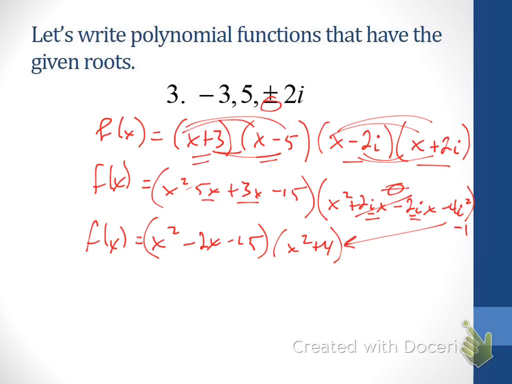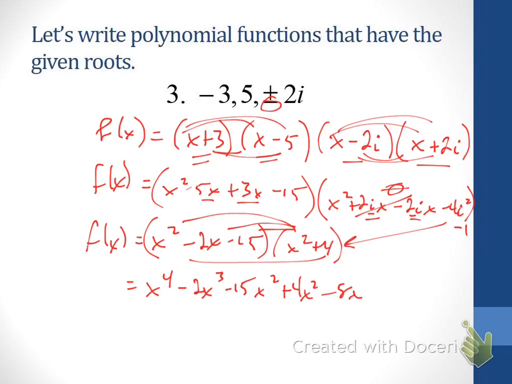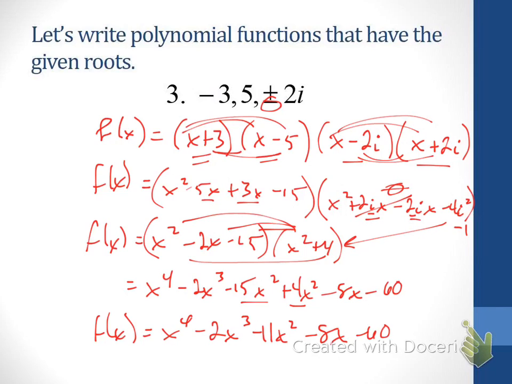Okay? Now, we're down to these two factors, so we want to go ahead and double distribute again. Distribute through by the x squared, so you get x to the 4th minus 2x to the 3rd minus 15x squared, and then through by the 4. Plus 4x squared minus 8x minus 60. And then to simplify this out, we want to combine all our like terms. There are some here. So x to the 4th minus 2x to the 3rd minus 11x squared minus 8x minus 60. And there is our polynomial.